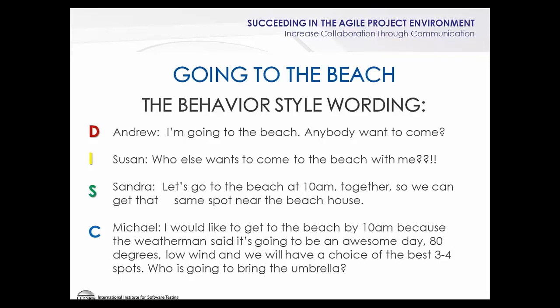So as you can hear, there's a slight difference in how each of the styles approaches this invite. The D is direct and to the point. The I is excited and has very little details. The S is more about the plan and consistency. S's don't like to change, and as you can see, Sandra wants to go to the same spot as before. And then the C is very detailed and has mapped out the whole event, right? So hopefully that helps give you an idea of the different styles and how they approach things.